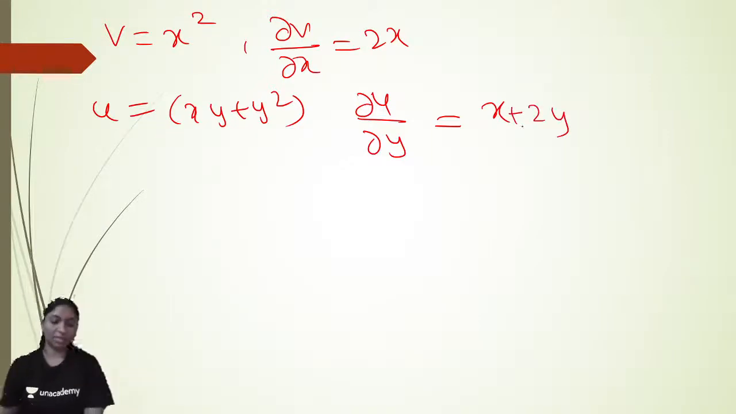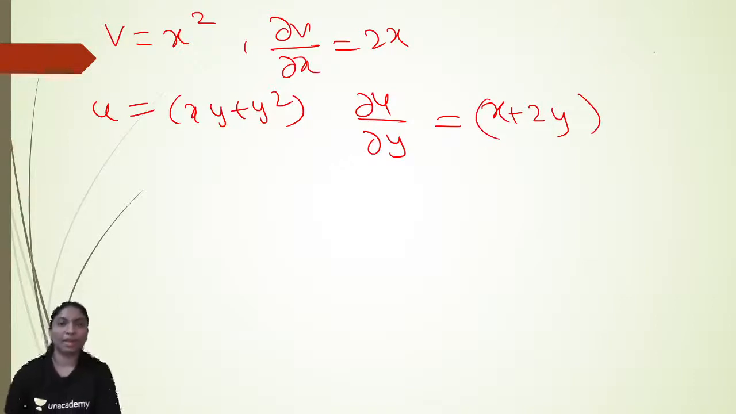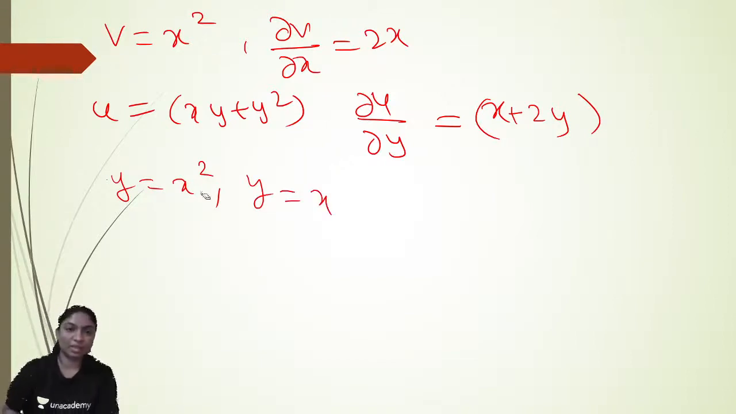So integrating this with respect to y, x plus 2y is ∂u/∂y. Now the curves are y equal to x square and y equal to x. So we have to see where y varies from and to.